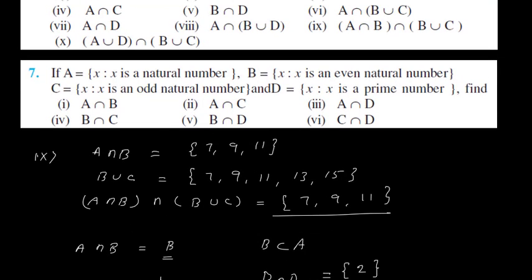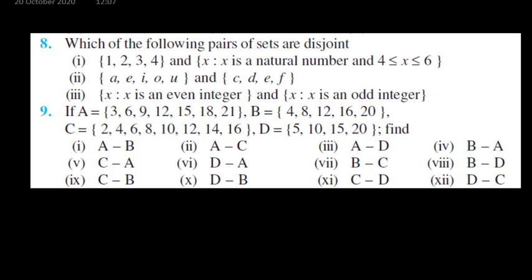Okay. So operations on sets, they are simple. Which of the following pair of set are disjoint? Now I have to check disjoint. Disjoint, yes, I haven't discussed disjoint sets. Two sets, if no element is common between them, we say they are disjoint sets. So here we have two sets. In one set we have 1, 2, 3, 4, and in other set we have all x, where x is a natural number, which include 5, okay, greater than 4 and less than 6.